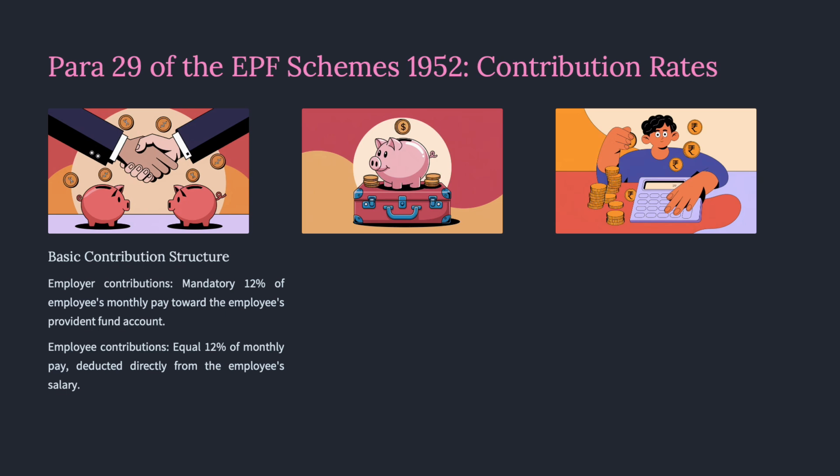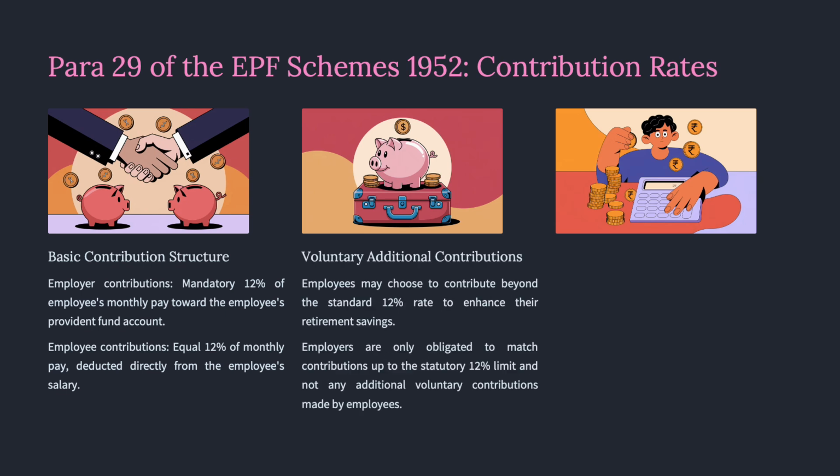Employee contributions equal 12% of monthly pay, deducted directly from the employee's salary. Voluntary additional contributions. Employees may choose to contribute beyond the standard 12% rate to enhance their retirement savings. Employers are only obligated to match contributions up to the statutory 12% limit, and not any additional voluntary contributions made by employees.